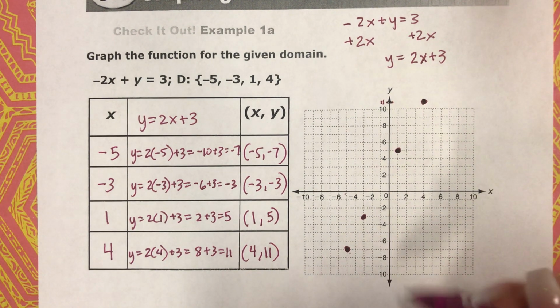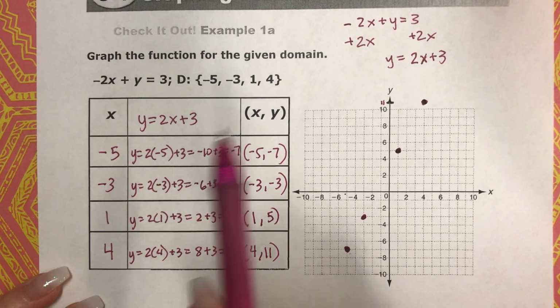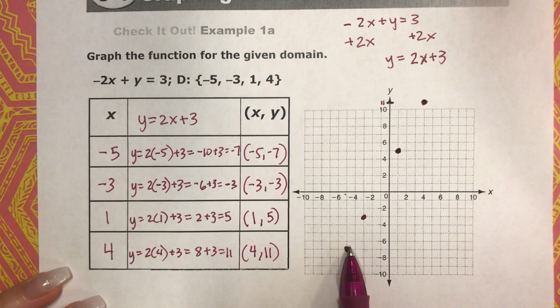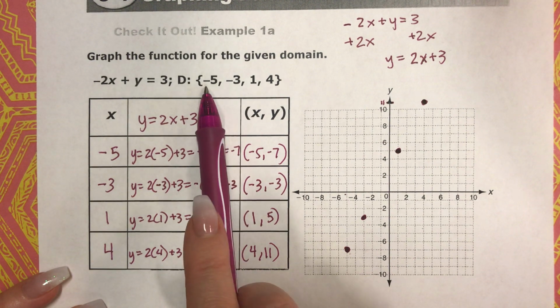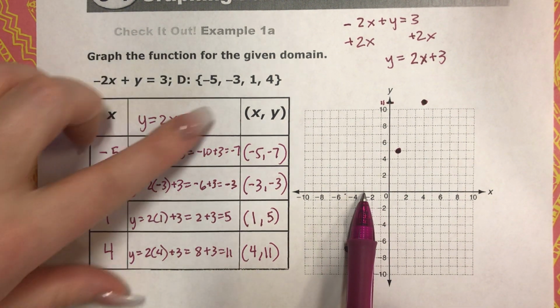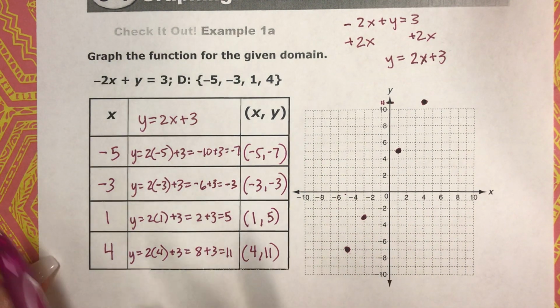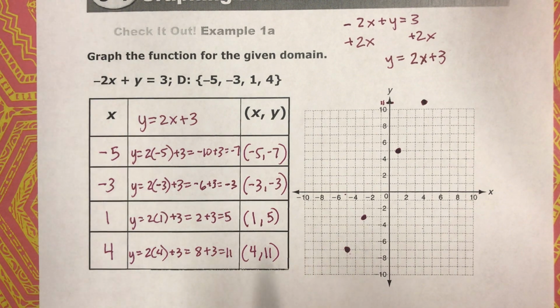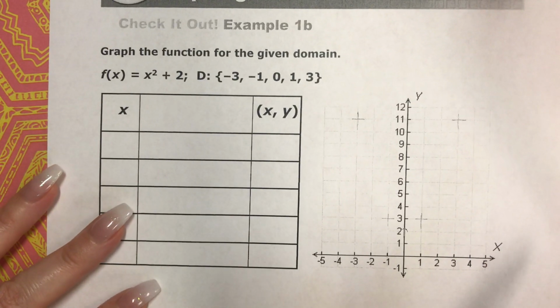And this definitely looks like a line, but because it's asking for specific domain values, we do not connect the dots. We only just leave these ordered pairs because that's what it's asking us to graph. It's asking us to graph for the specific domain values of negative 5, negative 3, 1, and 4. So that is all we graph. We are done. If you have your problem done and it looks exactly like this, great work. Let's go ahead and practice this again with check it out example 1b.